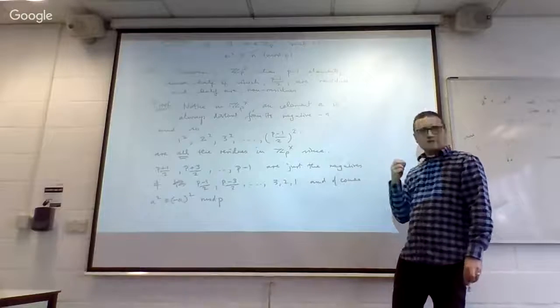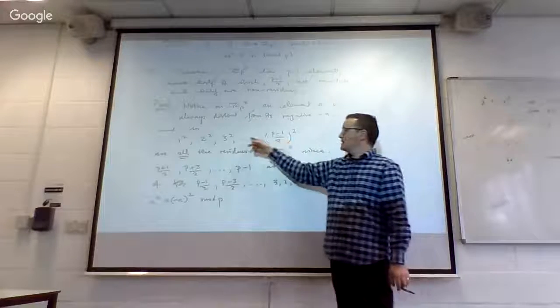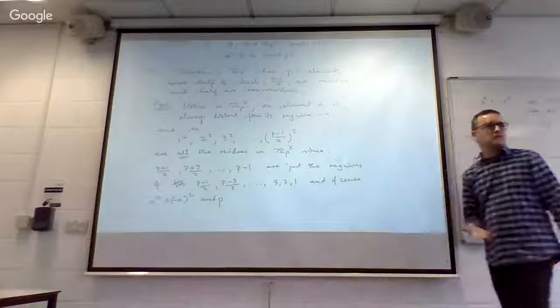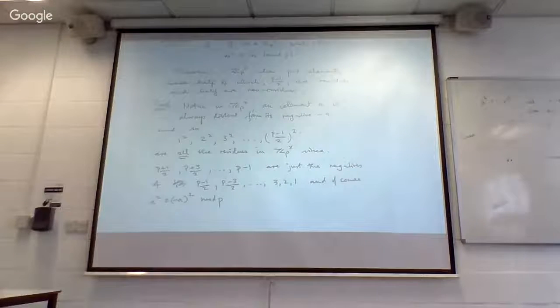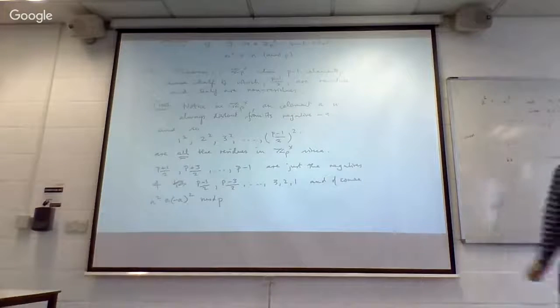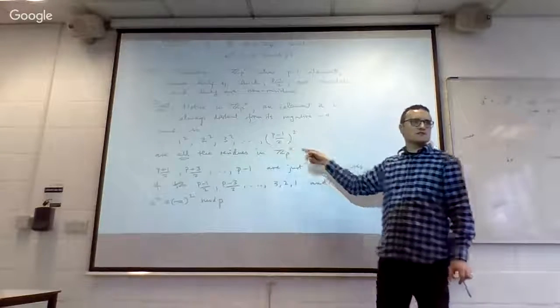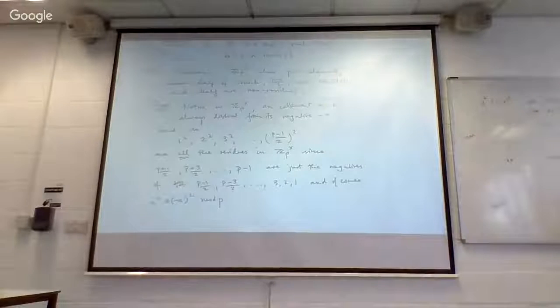What we haven't ruled out yet is maybe two of these elements on this list are the same numbers. So that's the remaining part. So at this point, we know that there's at most (p minus 1) over 2 residues. Okay?